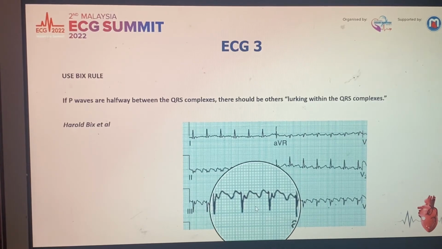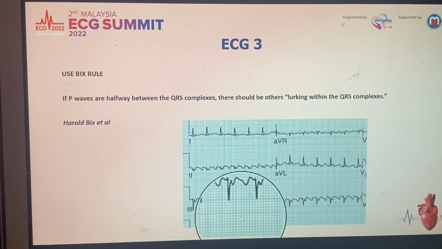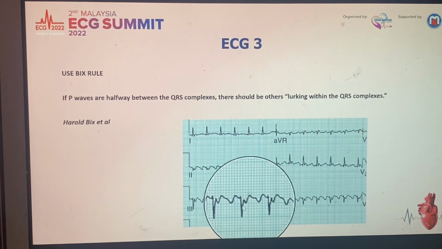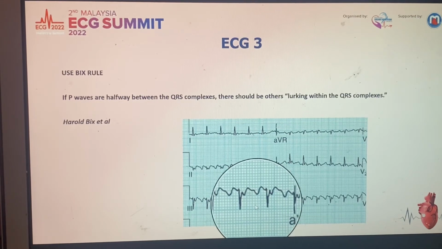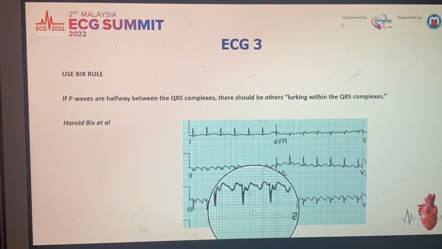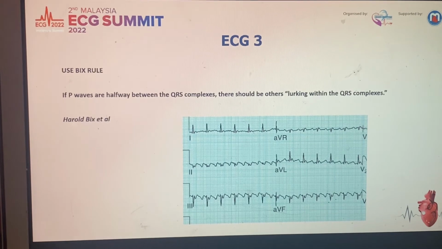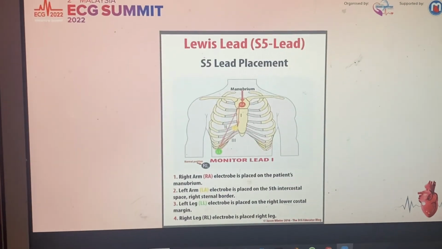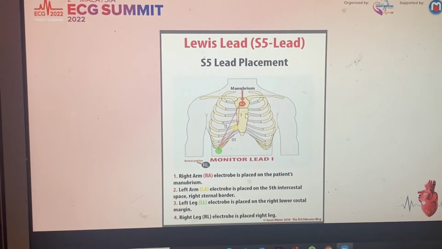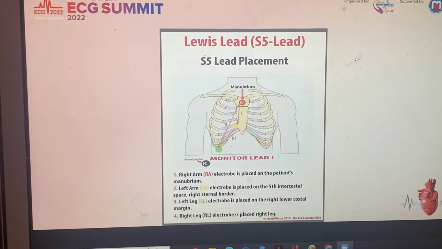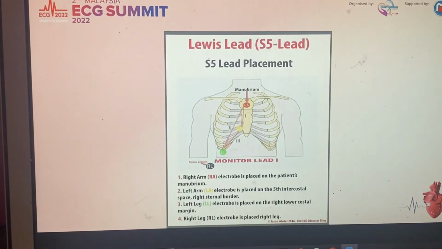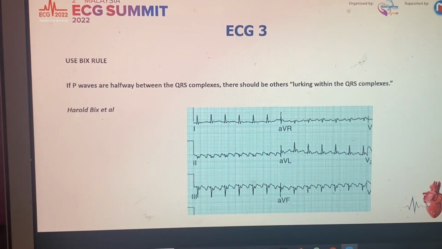You should suspect, based on this rule, another P wave embedded in the QRS here. So you can see quite clearly 2 P waves followed by 1 QRS. And this is how you do Lewis lead. Right arm at the manubrium, left arm electrode at the 5th intercostal space, left leg at the right lower costal margin. So, important thing here, do not miss flutter.